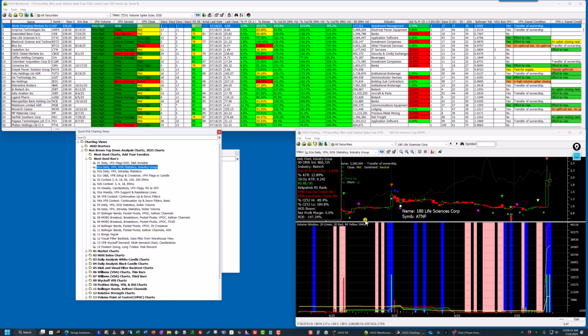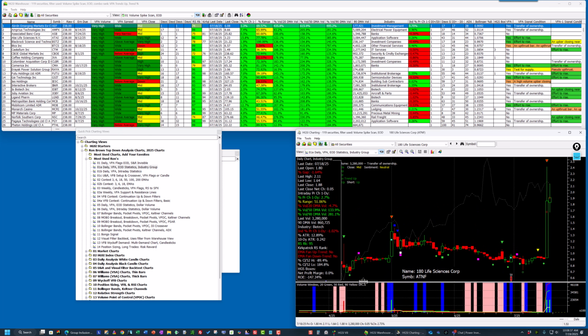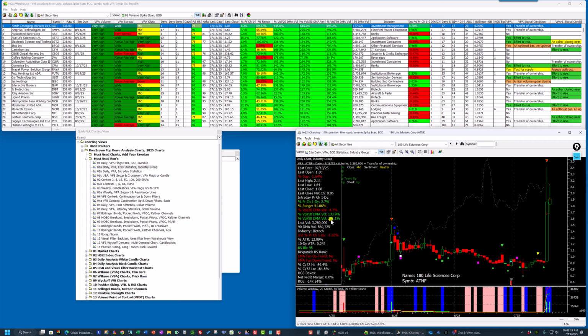But on the end of day, there's a lot of information here. But primarily what I'm looking for are the volume numbers here. You can see on this scan, if you remember, I'm scanning for volume percentage compared to the 20-day moving average, the 50-day moving average, and the 90-day moving average. And if any of those criteria are met, if any of the volumes are 150% of normal, the stock is going to appear through this filter.